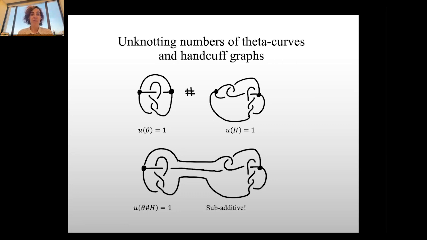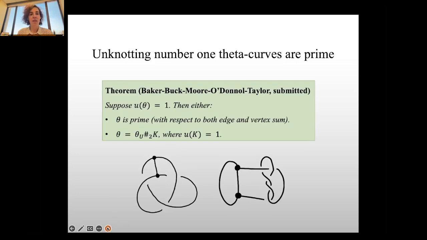So we have to be careful if we're using handcuff graphs. Our solution right now immediately is just to not use handcuff graphs. We're just going to use theta curves. And we can generalize Charlemagne's theorem. Unknotting number 1 theta curves are prime. So that is the statement.